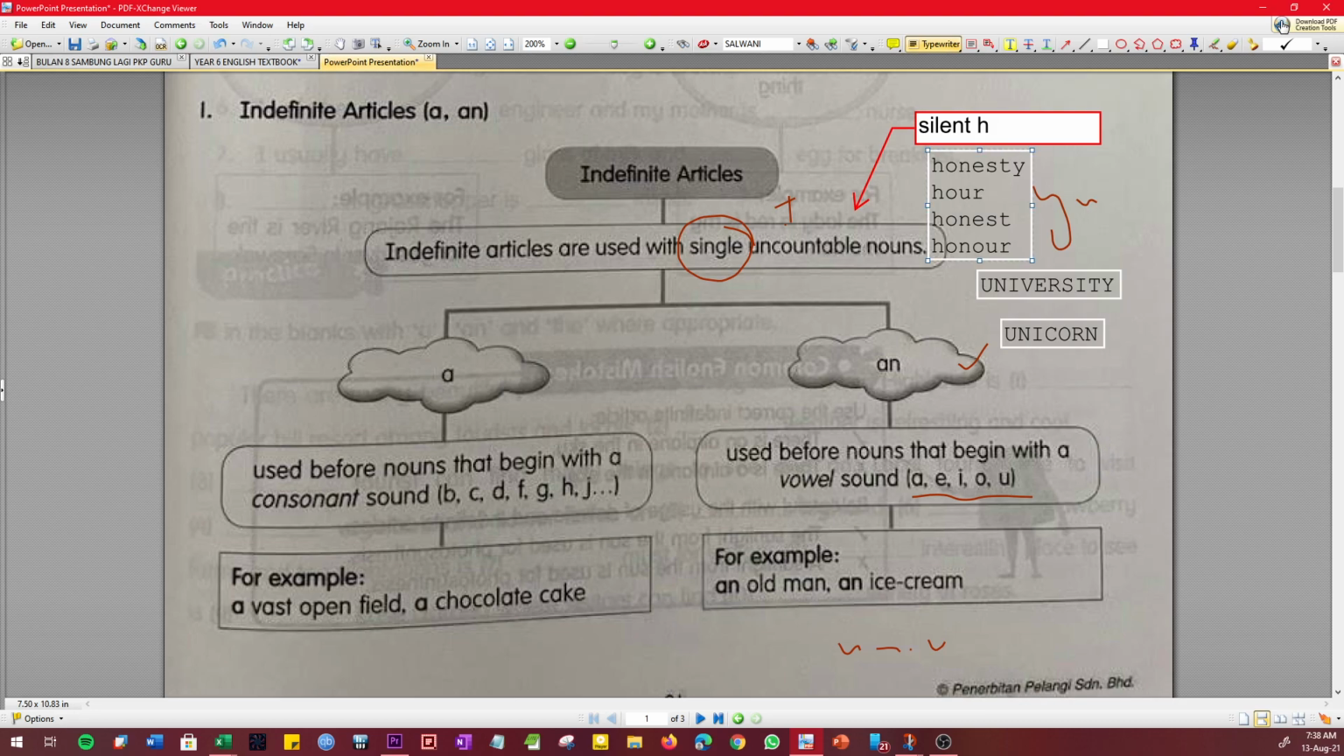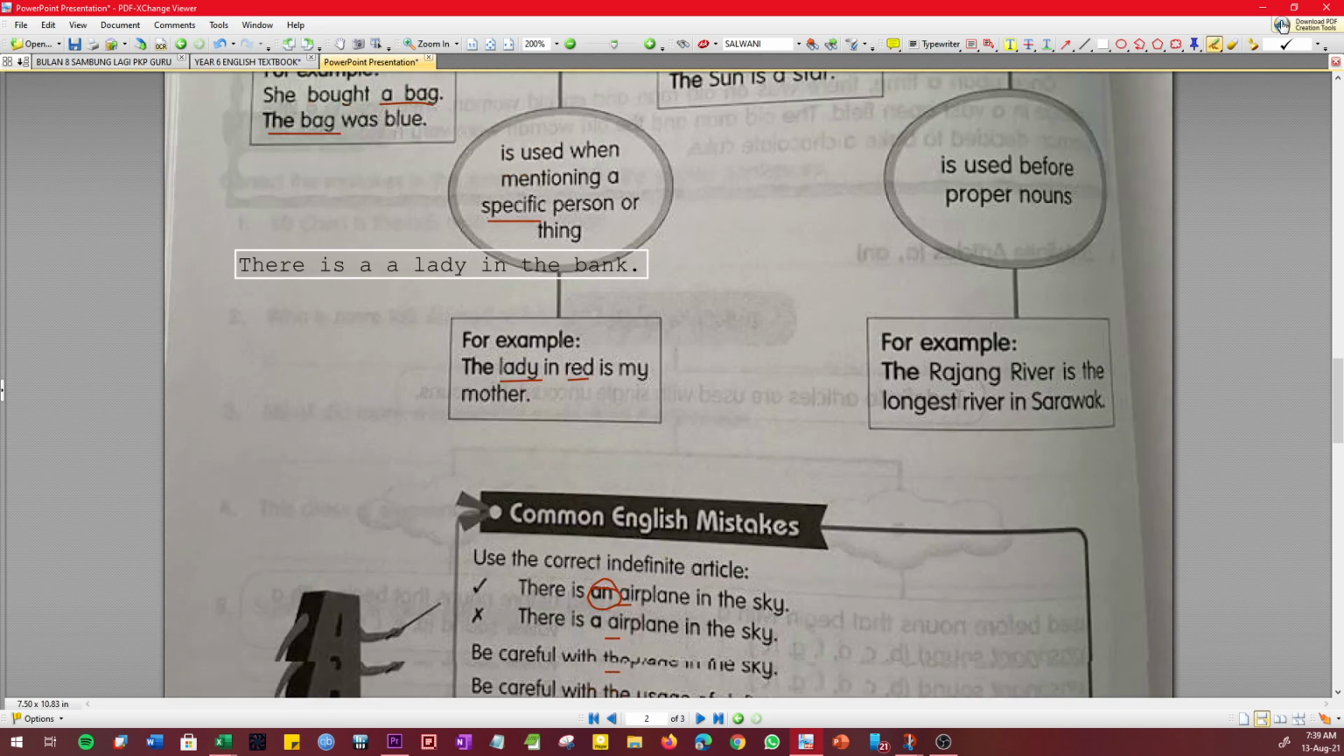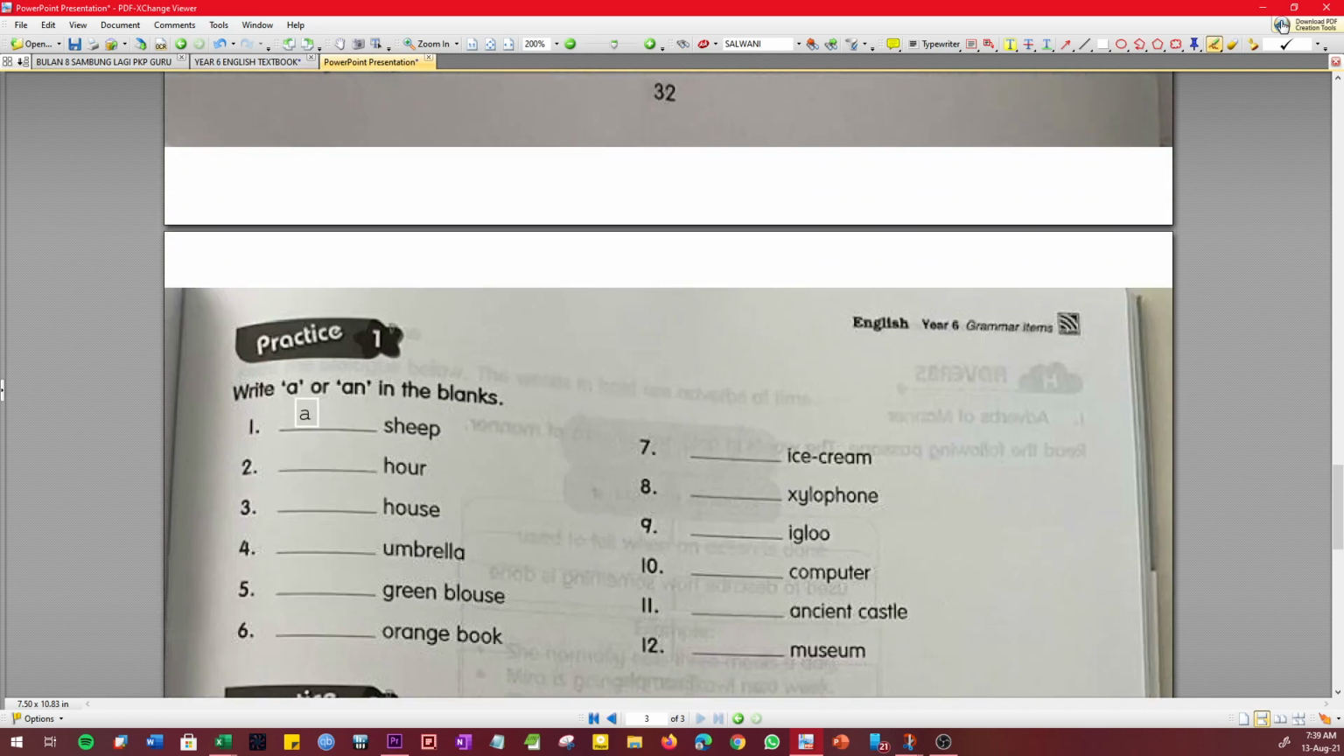Hour sounds like A. Honesty sounds like O. Honest sounds like O. Honor sounds like O. So this one, hour, the answer would be an hour. A house, H, a house.